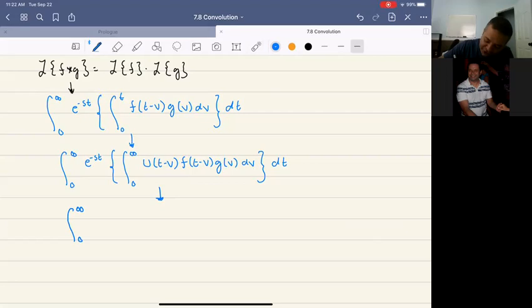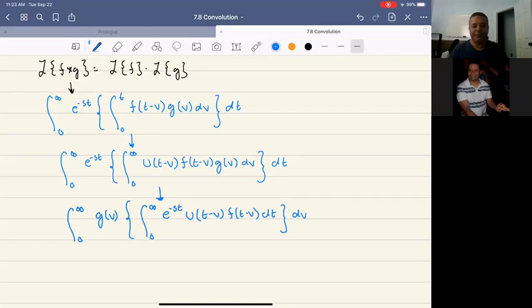We're going to pull that g of v out. We're going to have the integral from 0 to infinity of e to the negative st, u of t minus v, f of t minus v. This is dt. This is dv.